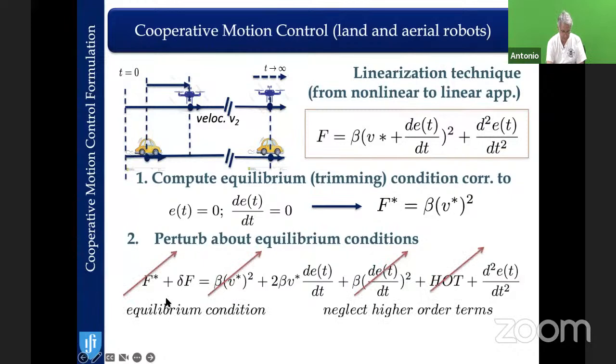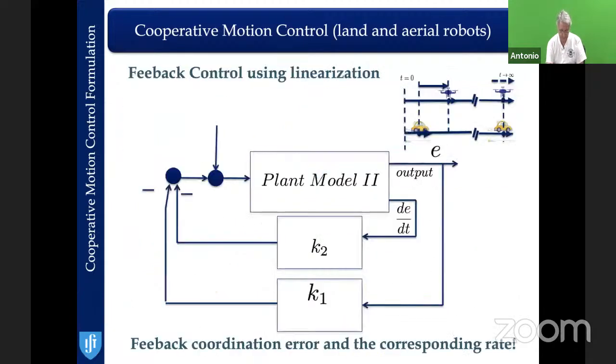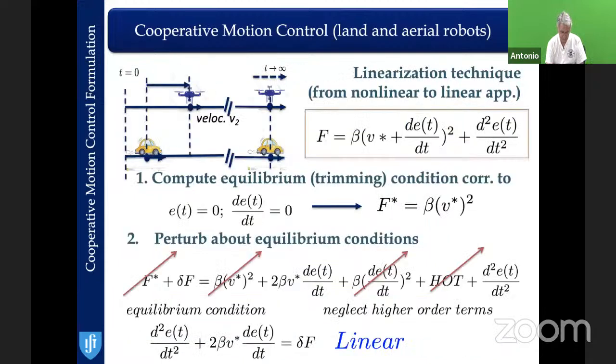So now notice the following. At equilibrium, F star is equal to the drag force, so these cancel. And now you are going to neglect the higher order terms. So all terms that are square, you cut, and even higher order terms. So this means that you are dealing with a very simple system, which is delta F is equal to dE dt, plus d2e dt2. So it's a second order linear system now that tells you how the error is going to evolve by manipulating variations of the force about the trimming condition.